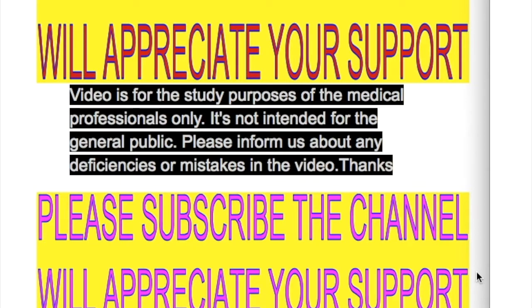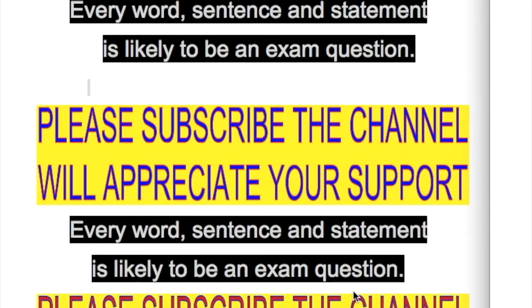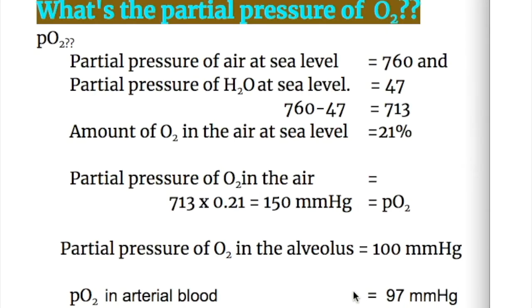In this video, we'll discuss partial pressure of oxygen and the quantity of oxygen, and how they are related in different reactions with hemoglobin. So what's the partial pressure of oxygen? The partial pressure of air at sea level is 760 and the partial pressure of water at sea level is 47. So 760 minus 47 is 713, and the amount of oxygen in the air at sea level is 21%. So multiplying this 713 with 0.21 gives the partial pressure of oxygen in the air, 150 millimeters of mercury.